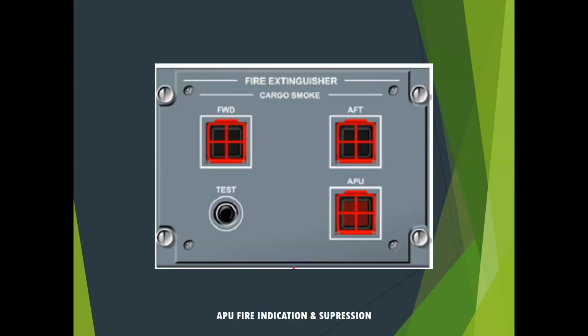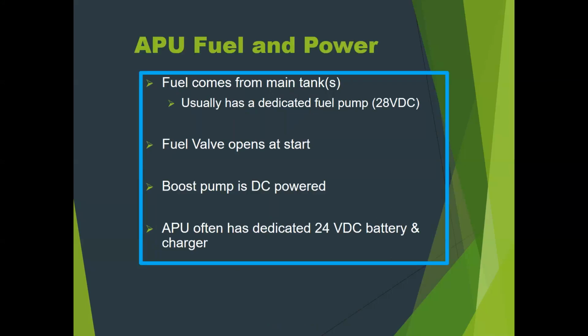Under normal operation, APU fuel and power, the fuel comes from the main tanks. It doesn't have its own dedicated fuel tank or anything like that. It typically comes from one of the wing tanks. But it does have its own dedicated fuel pump that runs on 28-volt DC. And the reason for that is when we talk about fuel, most of our other fuel pumps are going to be AC motor pumps. They're going to be driven by the AC system. But the APU is used to start the engines. The APU is used to start the aircraft when it's all shut off.